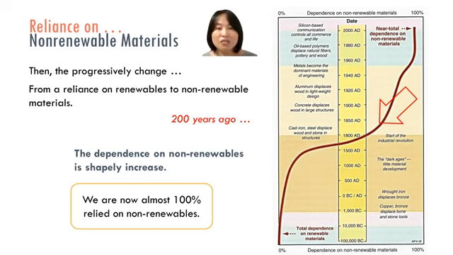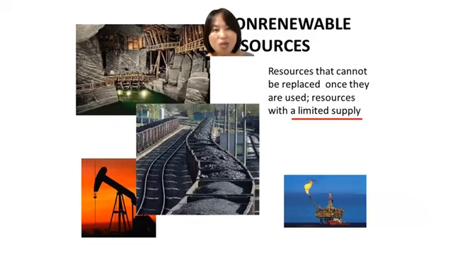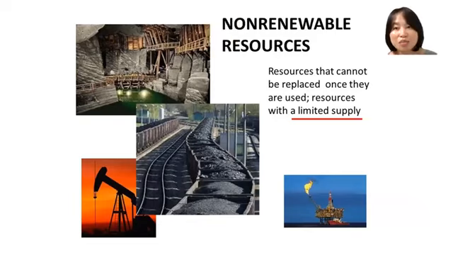And this is very dangerous because we changed from our reliance on renewable materials to non-renewable materials over time. And right now, we are 100% relying on non-renewable materials. Of course, it is a big problem because these non-renewable materials come from non-renewable resources. And we know these resources cannot be replaced once they are used up, because we keep digging them up and using them more and more.